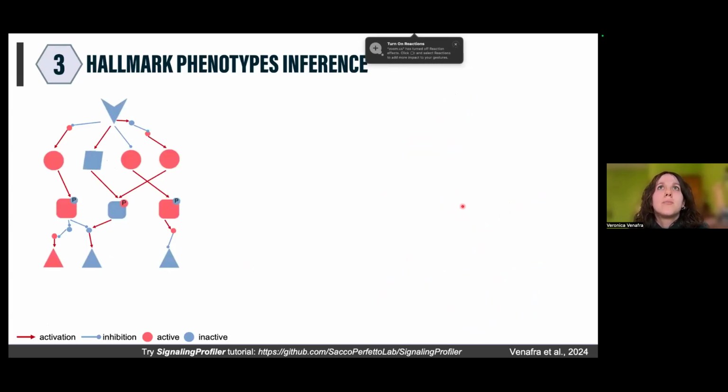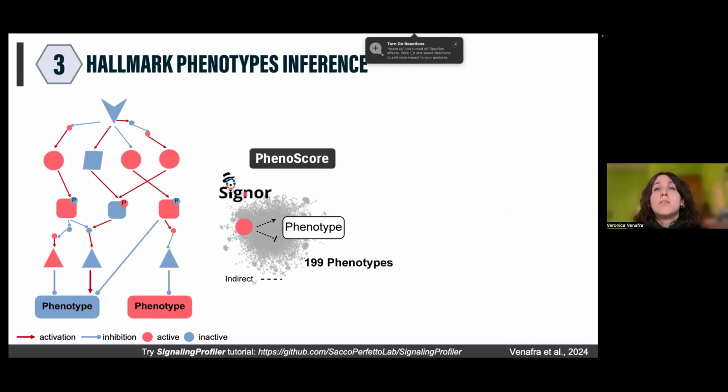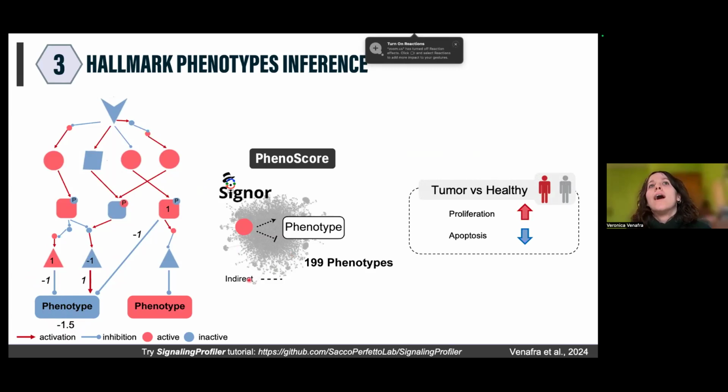So in the third step of the pipeline, we connect the protein network to a set of phenotypes available in the Signor database. To this aim, I developed the PhenoScore algorithm that will link phenotype to the protein and will also associate to each phenotype an activity score based on the contribution of different signaling axes on the phenotype. So this phenotype is inactive because all these axes are inhibiting it. And this provides a functional interpretation of the model, but also a kind of validation.